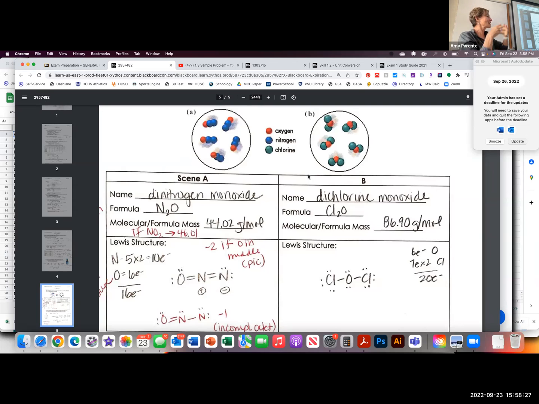Yep. So the electron group always just describes how many things are around it. And then if some of those things are lone pairs, it's going to have a different molecular group. If there's all atoms, the electron group and the molecular shape are the same name.